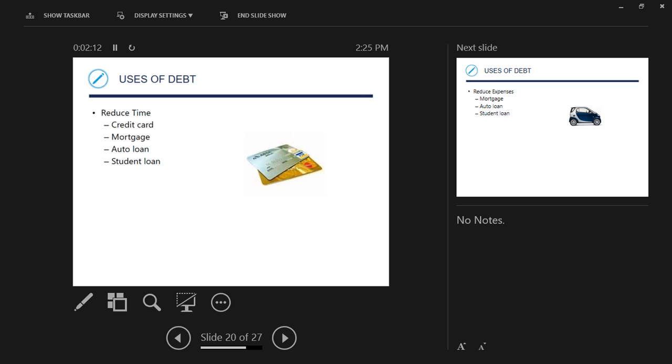If you want to go buy a car, once again, it takes up time to save up $10,000, $15,000, $20,000, depending upon the cost of that car. So the easiest way to obtain that would be to get a loan from the dealership or a loan from your bank for that car. Or your student loans. We don't necessarily have the money to pay for the entire cost of this class or the entire cost of your semester for going to school. So of course you get a student loan to be able to do that.